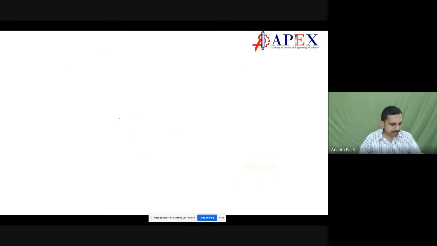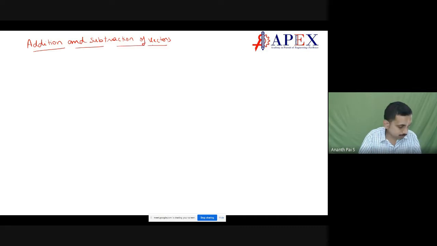Next thing. These are all important things. Sometimes I forget these things. Next one is addition and subtraction of vectors. Let us see how to do it. Okay, so now in case we have to add two vectors, one of the things we can use is this parallelogram law.